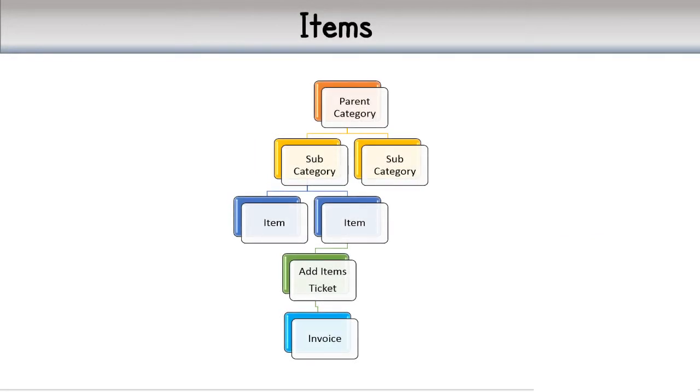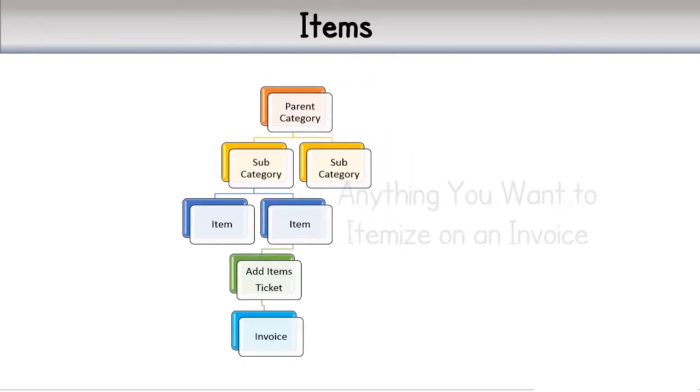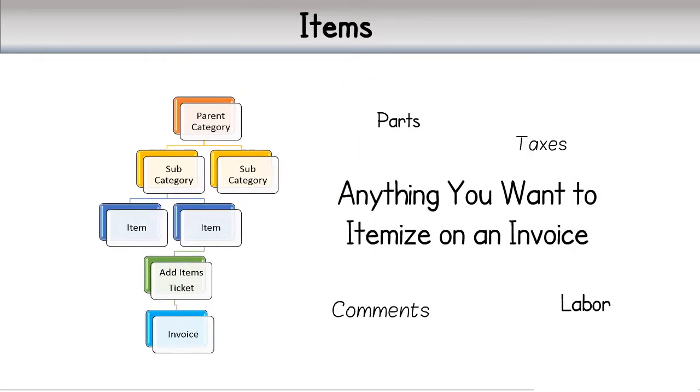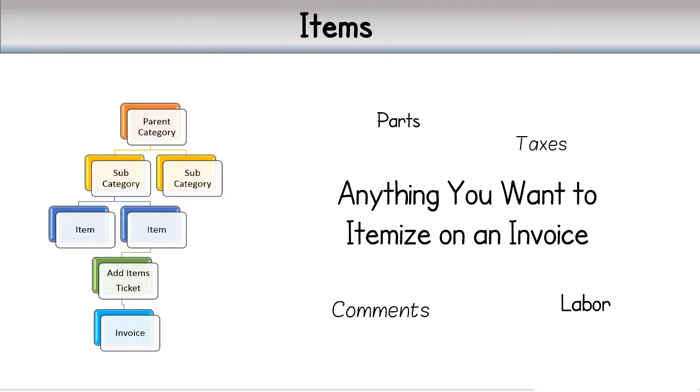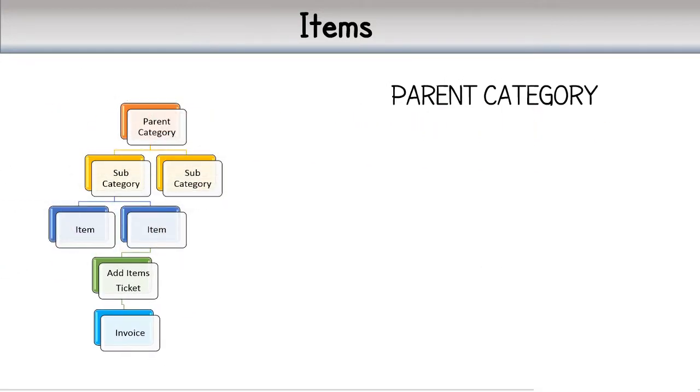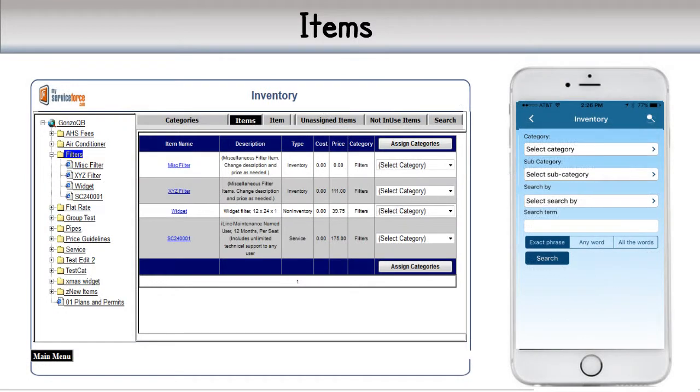Let's review the structure of the items that a technician uses in creating their sales tickets. These items are created during setup and can be added and edited at any time. They're listed as follows: parent category, subcategory, and then item. This allows you to create a flexible yet quick way for a technician to locate a part or service item. In fact, if you don't have many items, you may not need any categories or subcategories.